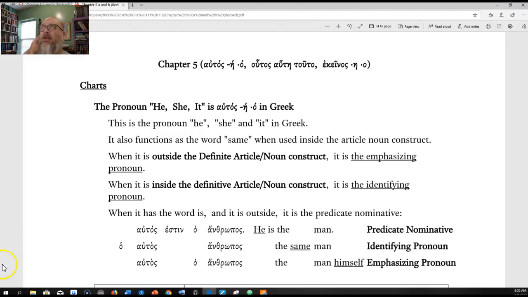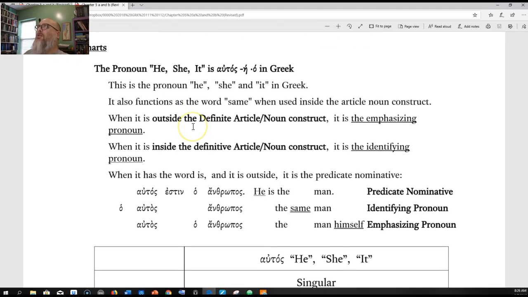Let's look at it. What we're learning today is we're memorizing the word he, she, or it. We're memorizing the word this man, this woman, this thing, and we're memorizing the word that man, that woman, that thing. At first, that looks like a lot of forms. It's really just the same chart, and it's the chart you've already memorized.